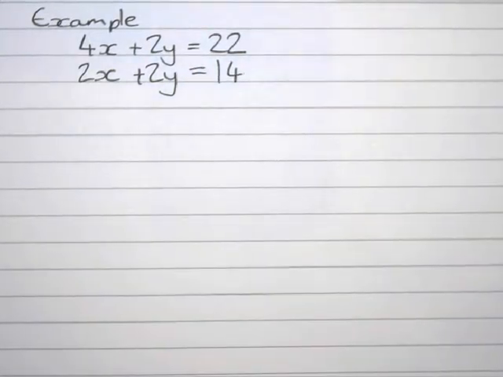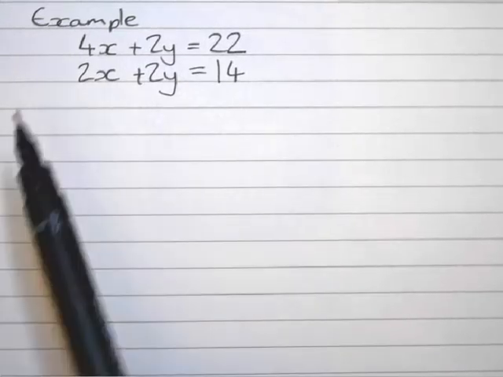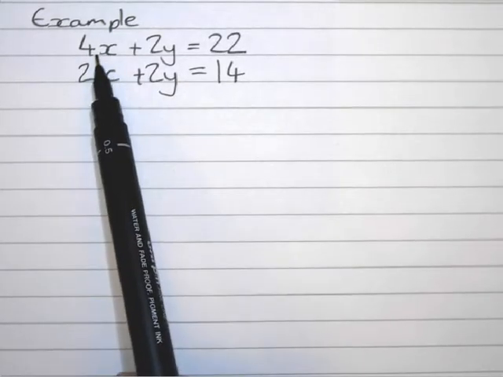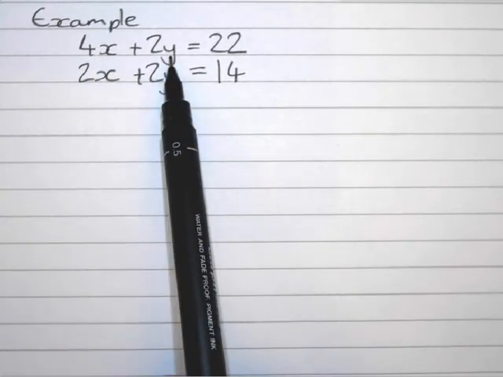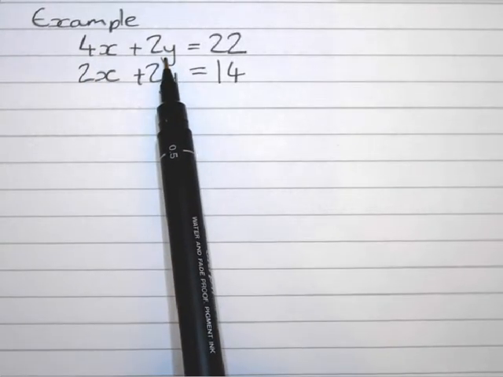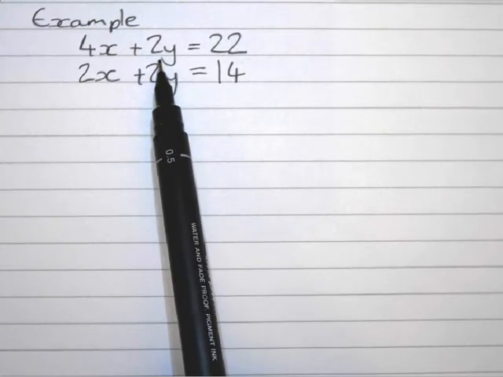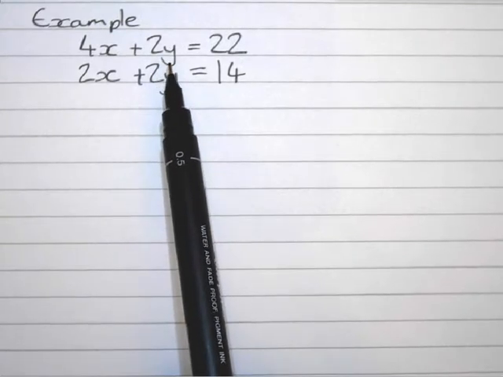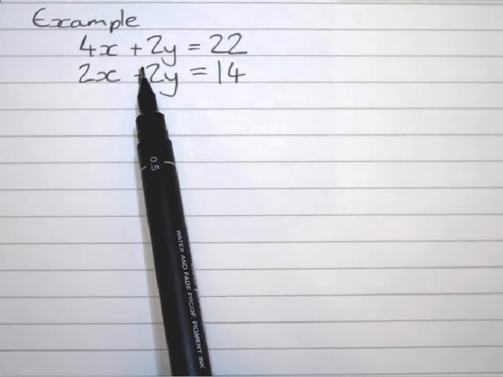So obviously immediately this is very different to the solving questions we've done before. To start with, in an equation we've got an x and a y. We've got two unknown values. Coupled with that, we have two equations.